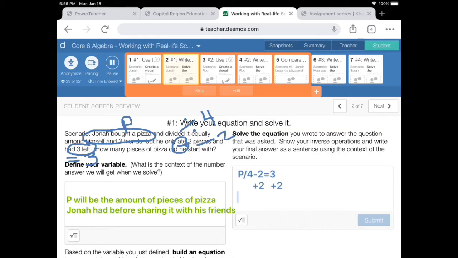And then I'm going to have P divided by 4. Negative 2 and positive 2 are going to cancel out. So I'll just have equals, and then 3 plus 2 is 5. And so my next step is going to be to try to undo the divided by 4. So I'm going to need to do times 4. I'm going to use the star for that. Times 4 on that side, and times 4 on this side. And I'm going to end up with P equals 5 times 4, which is 20.